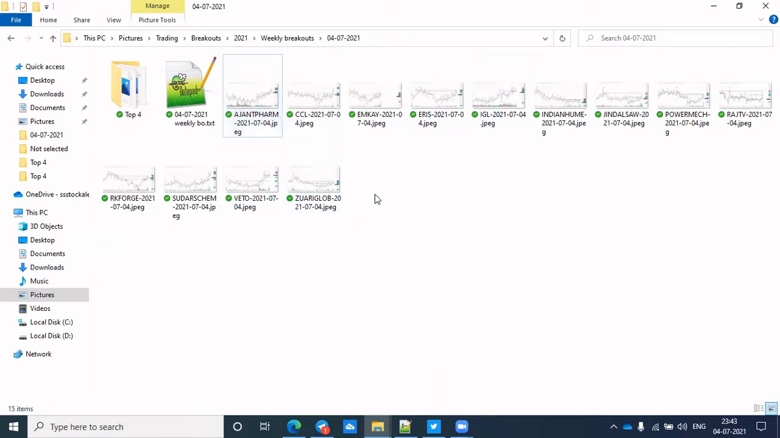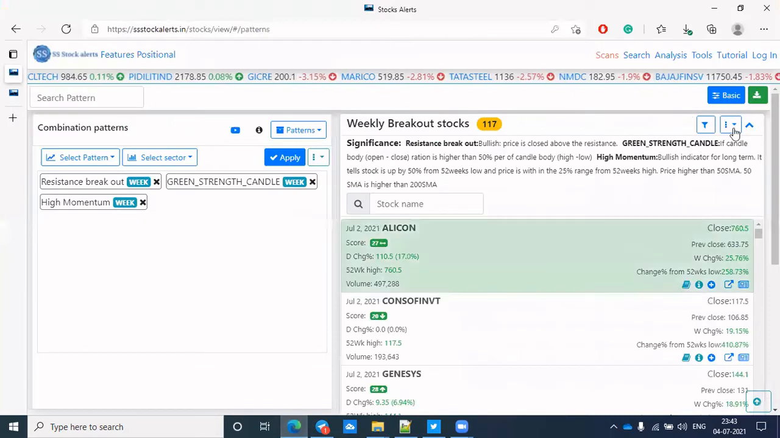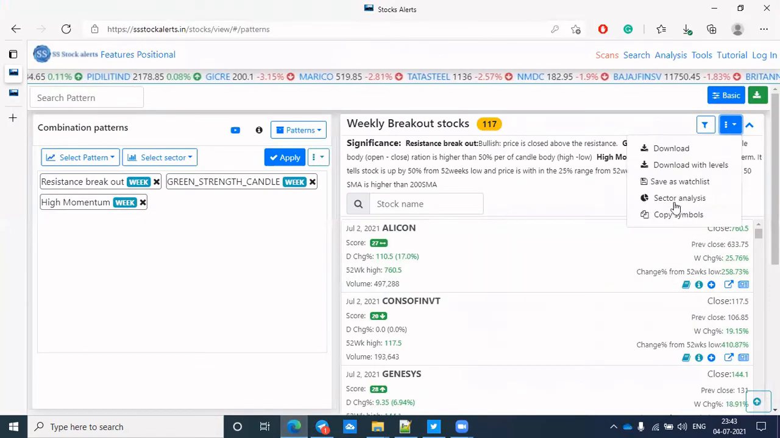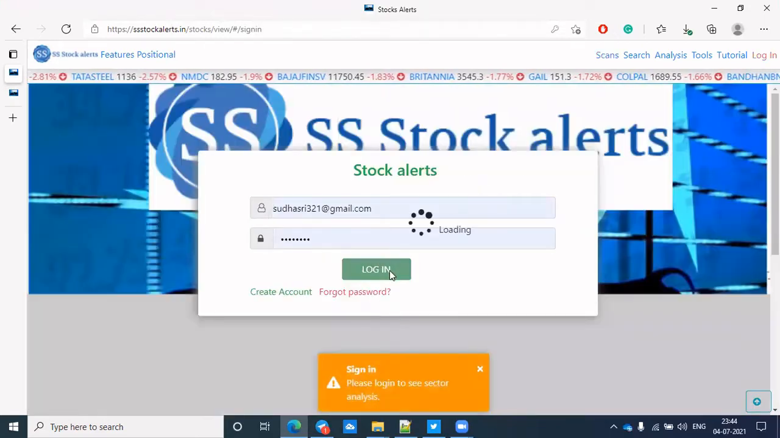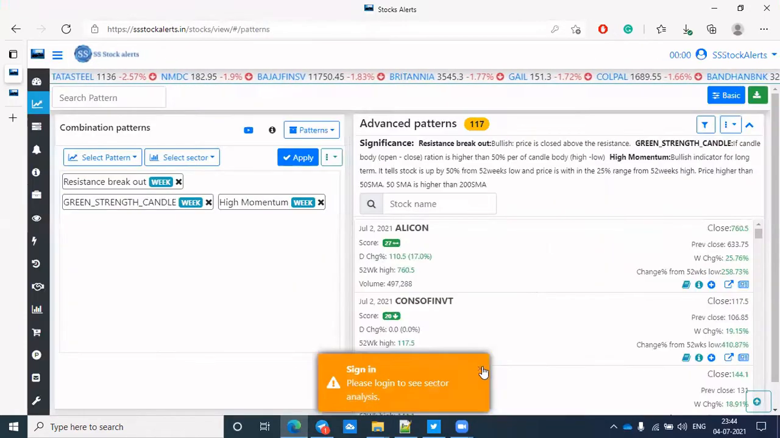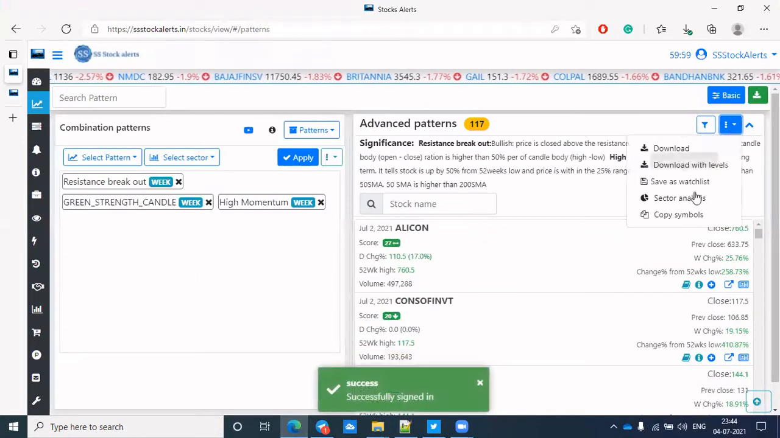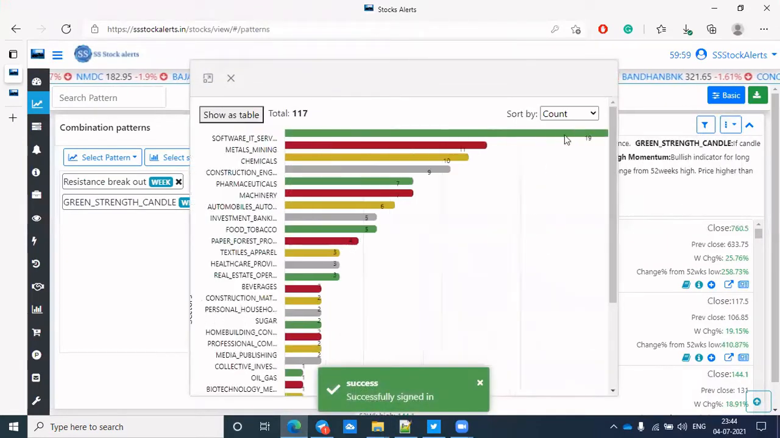To do that, once you are done with this, you keep your list and go to our site again, click here, and there is a sector analysis. What is this sector analysis? We want to pick the best stocks from the trending sector, not from any other sector. For that we'll go for the sector analysis. Just log in so you can access it. So I'm clicking on sector analysis.